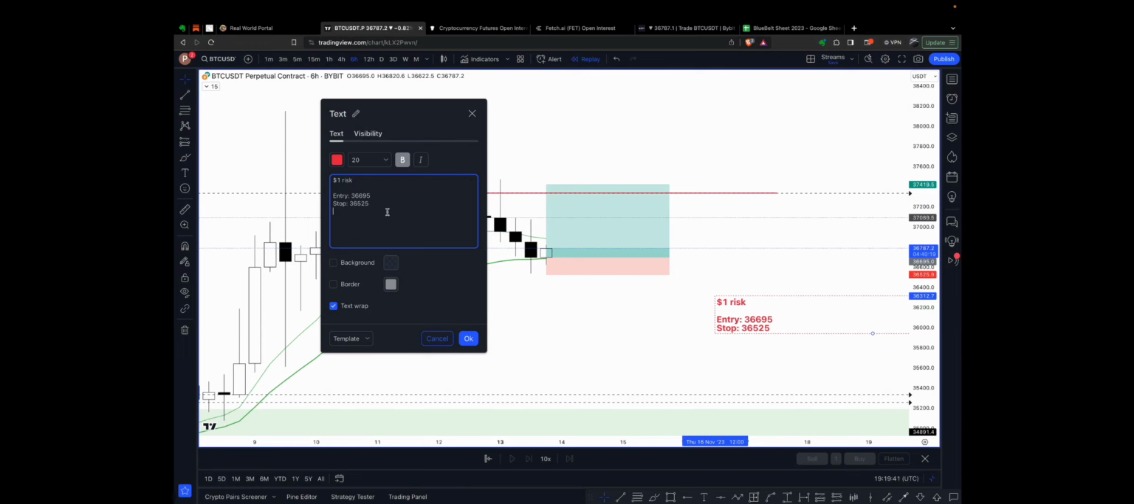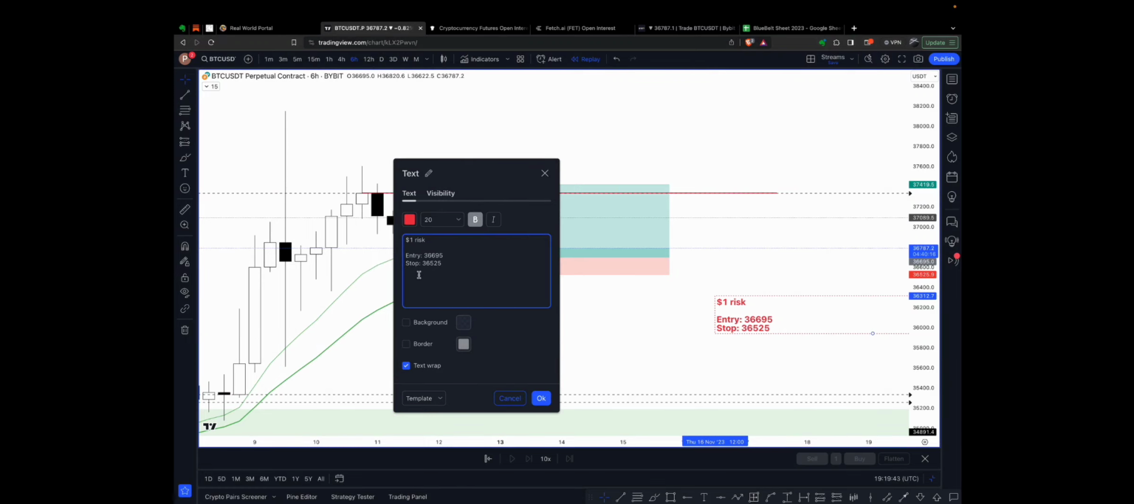I'll just write this second part in. So that would be a 170 price move equals stop loss. If I want to risk $1, I would have to place a position size of 0.0058 BTC. Okay? That would be the position size.